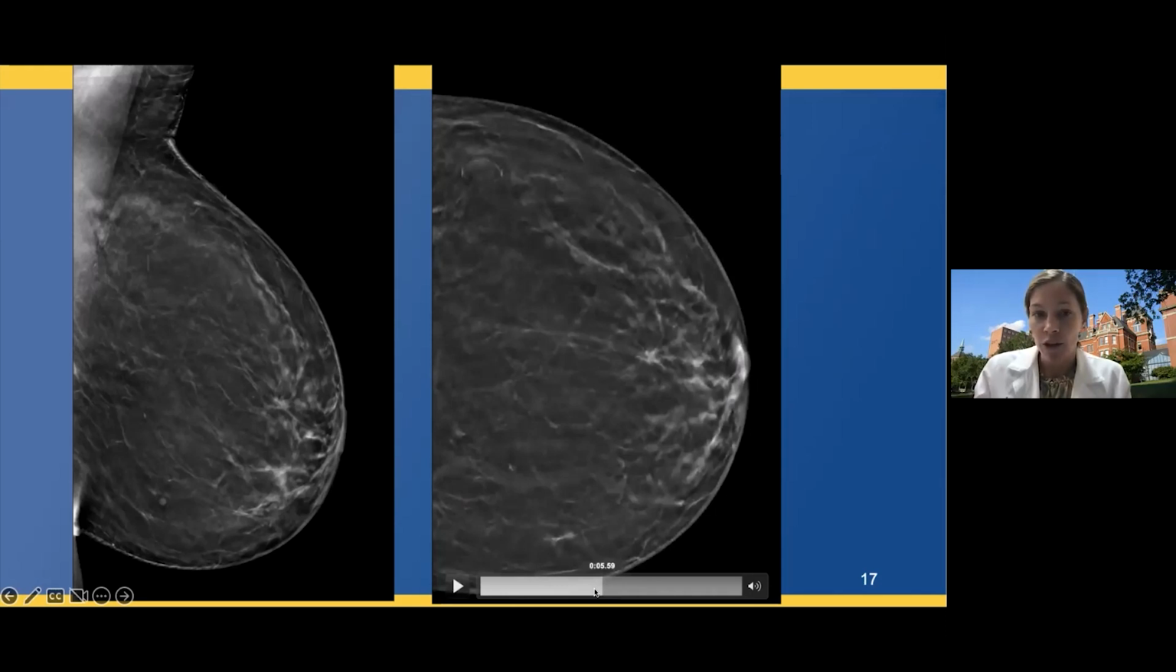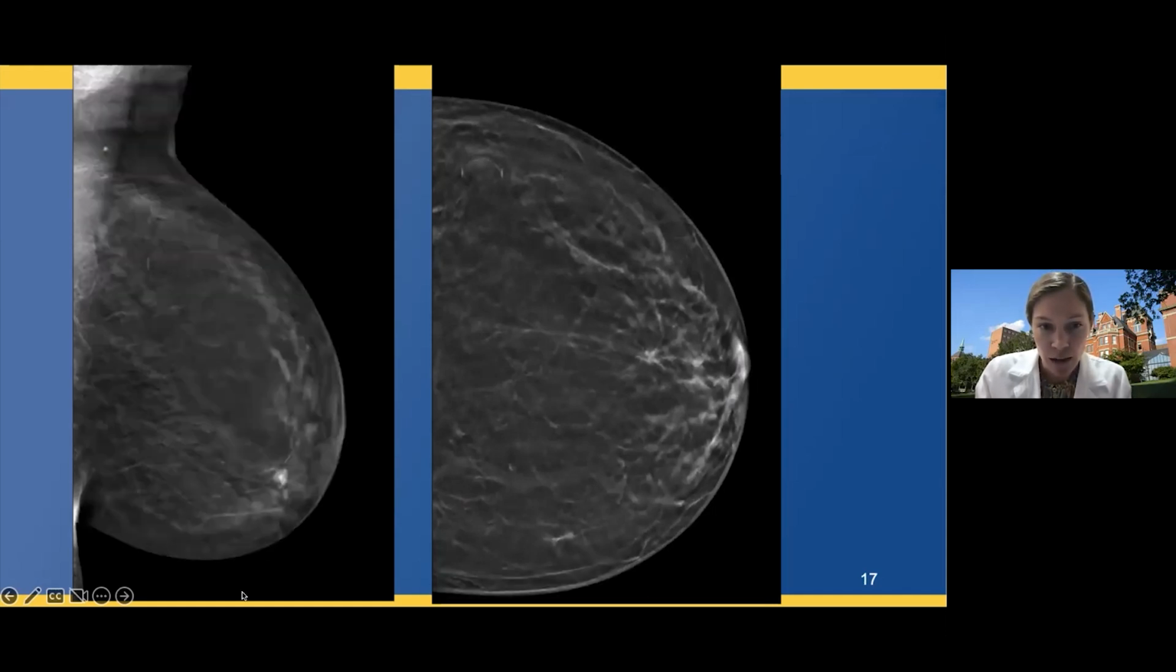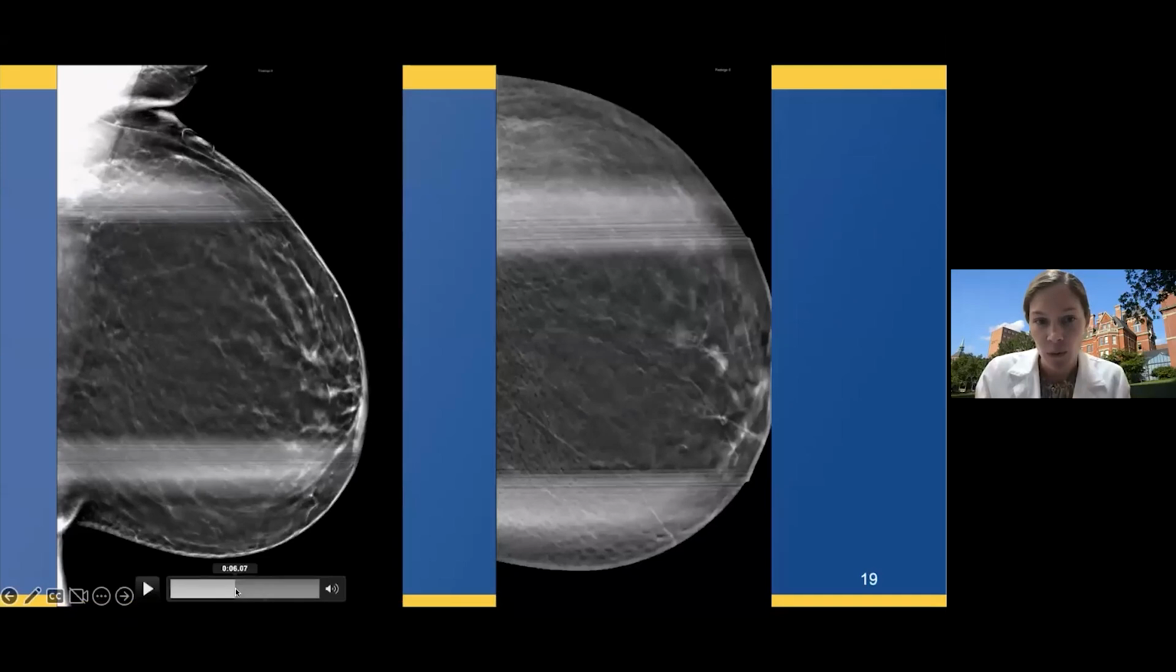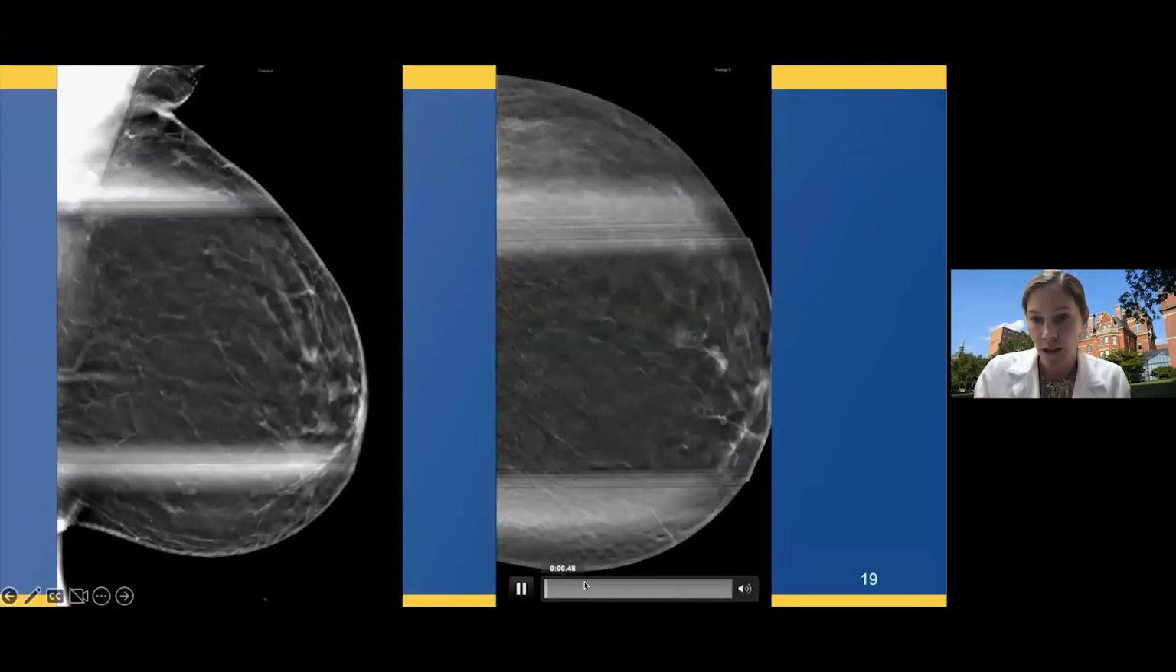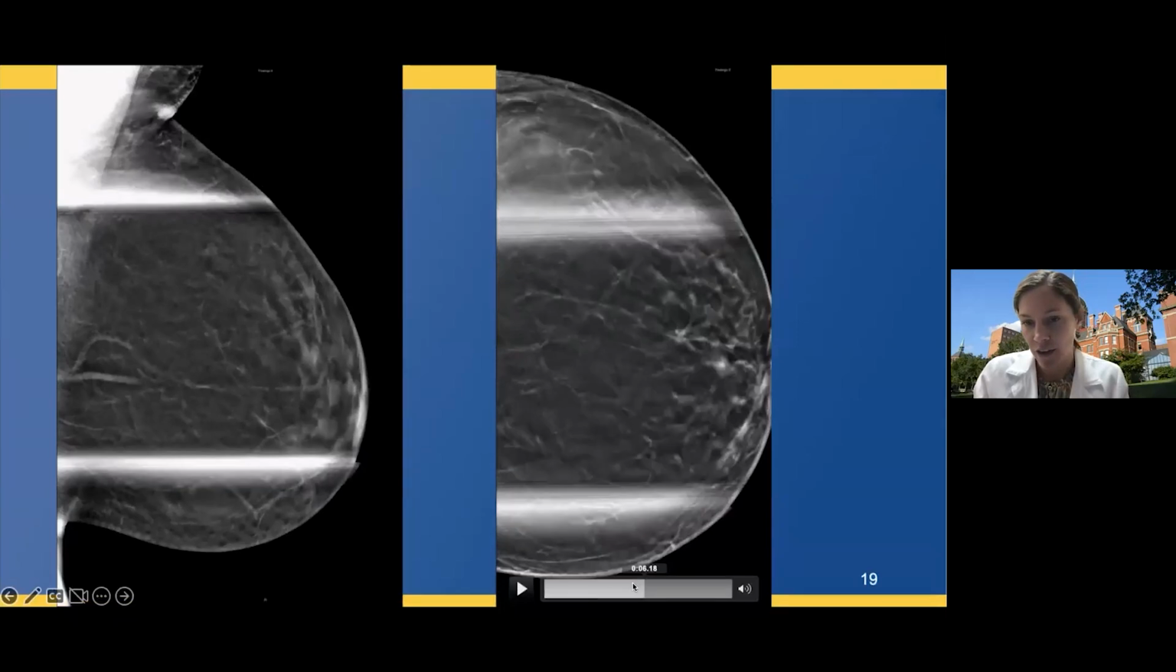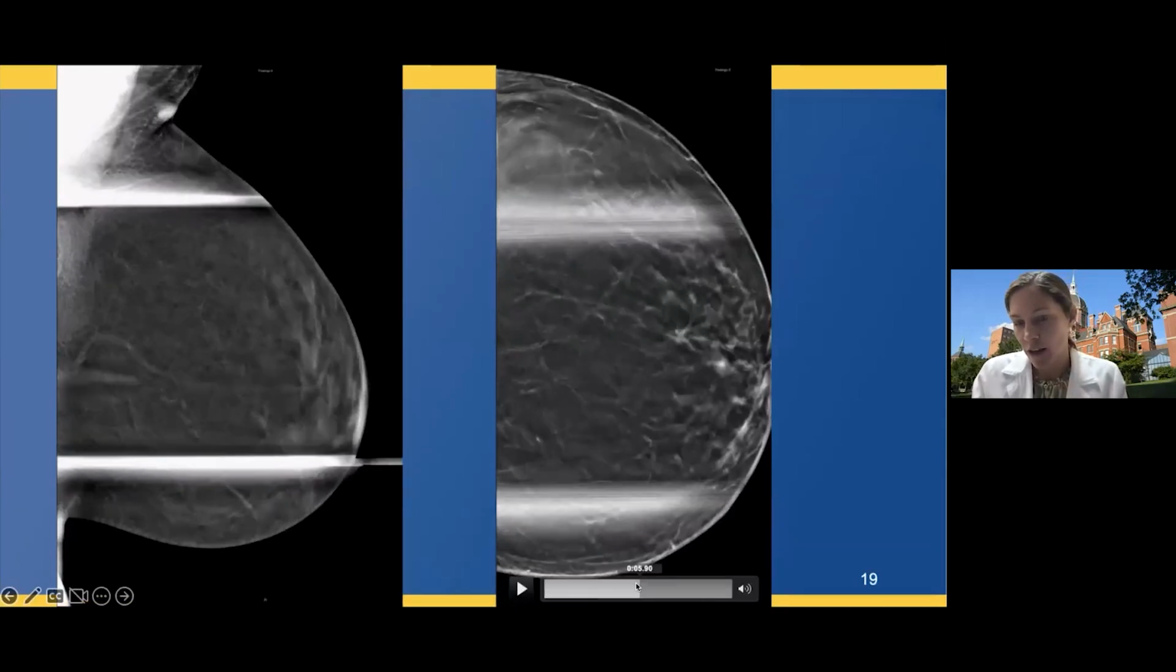So we do spot compression views. These are the 2D spot compression views, and again, I do think you can see the finding here, but it becomes much more obvious and much easier to really see the morphology of it when we're scrolling through on the 3D slices. So again, there's the 2D, and here I think on the CC it's easiest to see. So we see this small spiculated mass in the upper central breast.